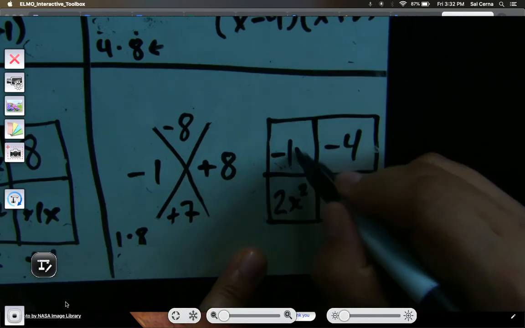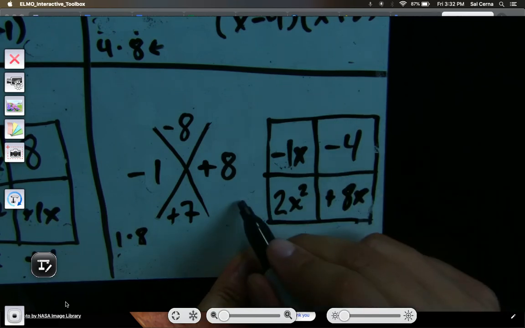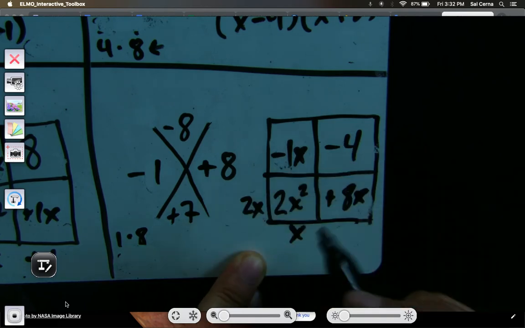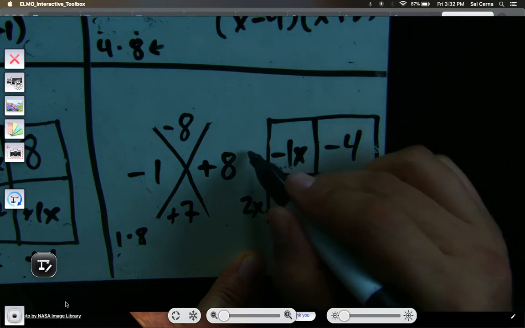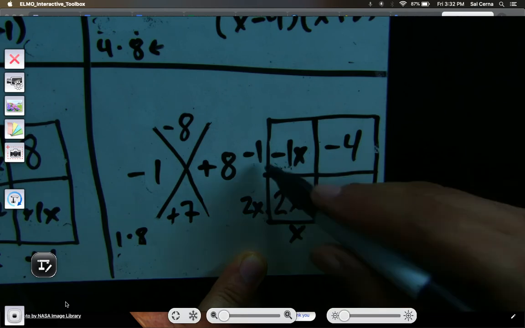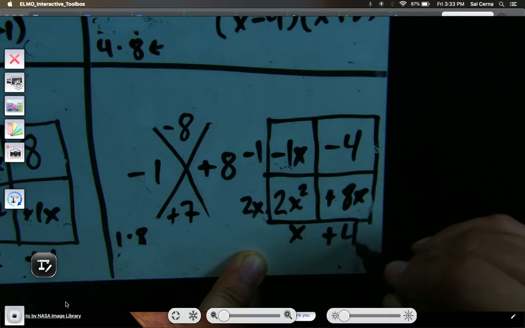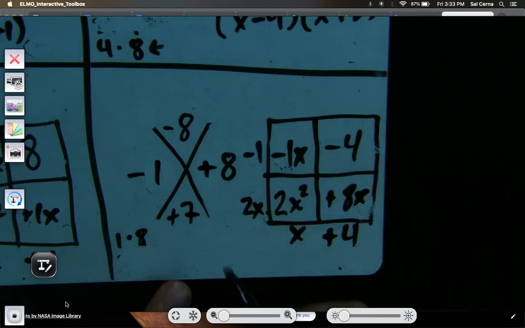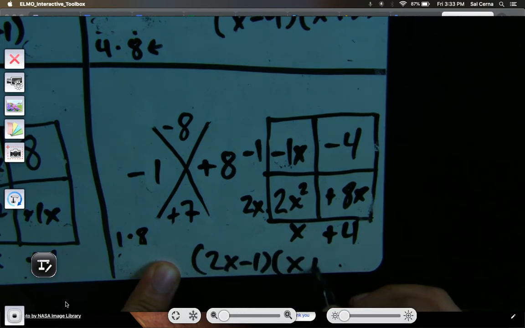So again, I just do my setup, and then I go through the motions. I think I'm going to go here. And the more you practice, you'll start to recognize before you even start writing down where your dimensions go. This would be negative 1, I believe. Negative 1x divided by x is negative 1. And this must be positive 4. 4 times 2x gives me 8x. Negative 1 times positive 4 gives me negative 4. Checks. So I finally have the last part, 2x minus 1 times x plus 4.